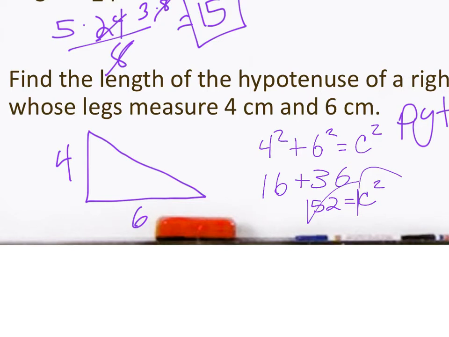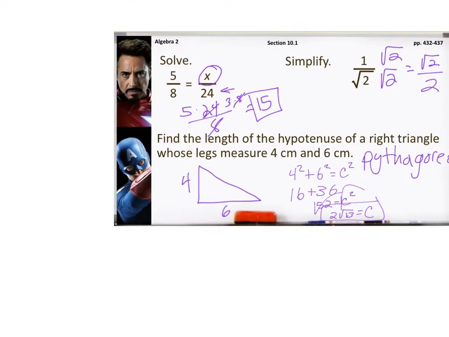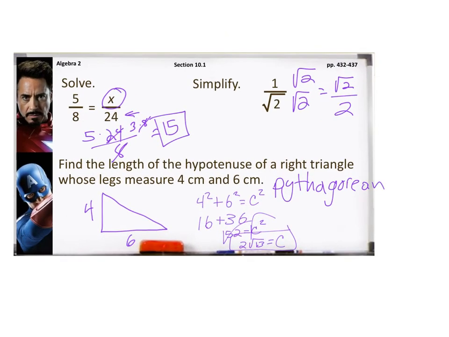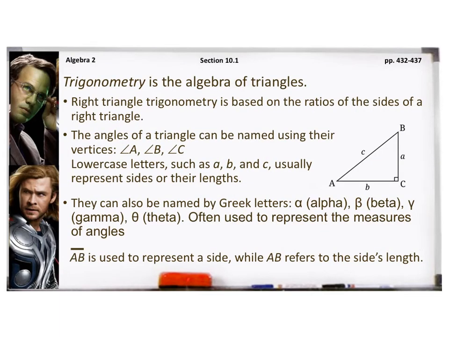Now we take the square root of both sides. 52 is 4 times 13, so it's 2 root 13. That's my hypotenuse. Okay. Moving along.